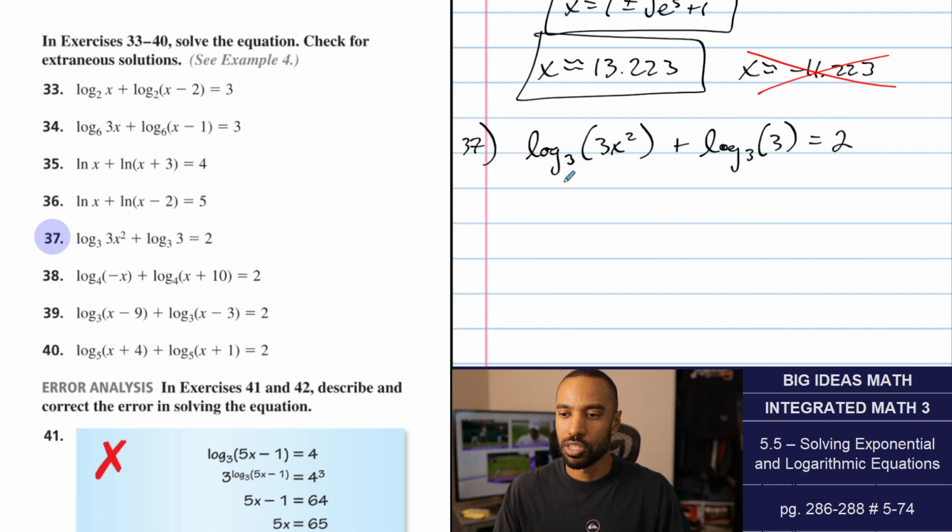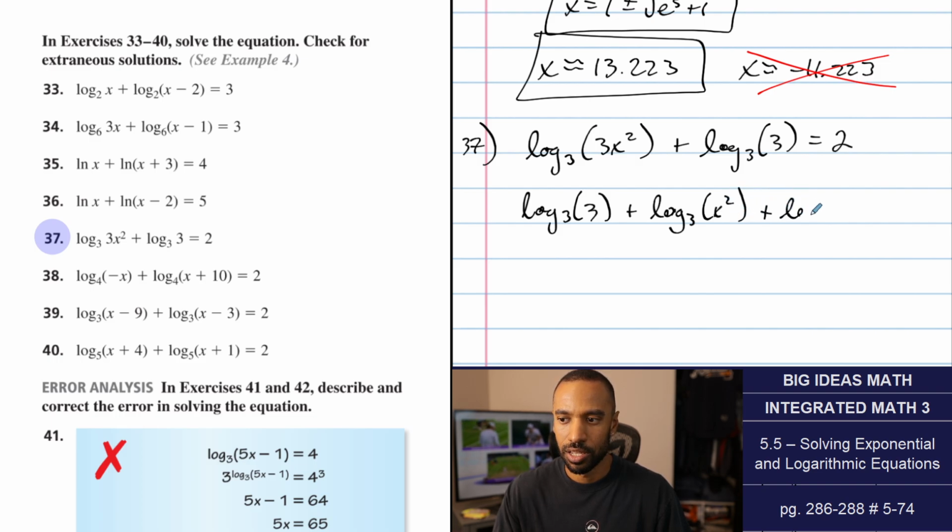So we will condense this, though, into a single log. So we can do, well, actually, listen, log base 3 of 3 is 1. I'm going to do this a little bit differently. Log base 3 of, actually, I'm going to do it much differently here, too. I'm going to separate these. Log base 3 of 3 plus log base 3 of x squared. I'm actually going to expand to contract.